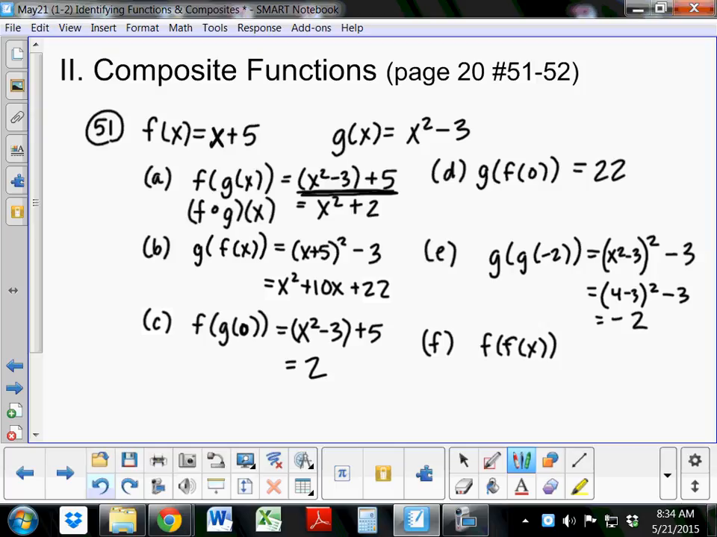So do the same thing with f of x. So yeah, he's putting in x plus 5 where he sees the x. And so his final answer is x plus 10. Do you remember seeing these? We definitely did them, but it was very quick.